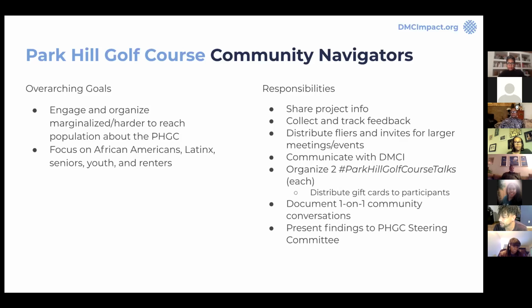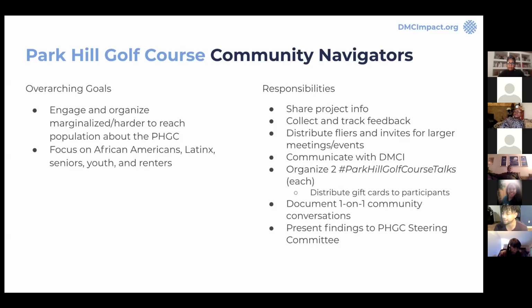So we think about that as well. The responsibilities for these community navigators are to share project info with the community, collect and track the feedback of these meetings that we'll be having, distribute flyers and invites for the larger meetings and events, such as the steering committee and other public meetings that will come from this, communicate with Denver Metro Community Impact, and organize 2 of the Park Hill Golf Course talks each. So we got eight navigators. That means we got 16 meetings to have. And then there's also a new thing that we're trying here.